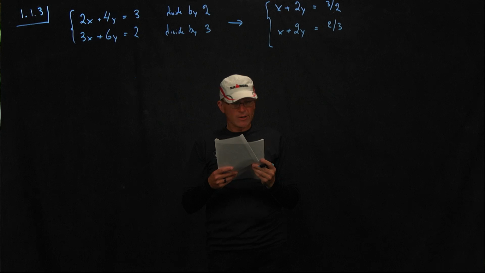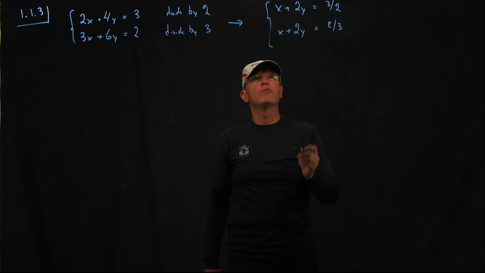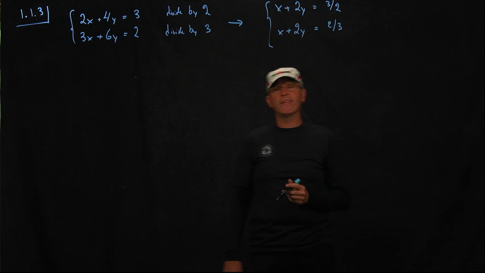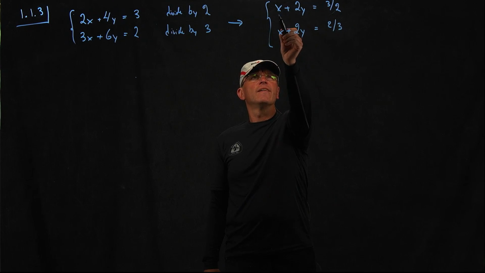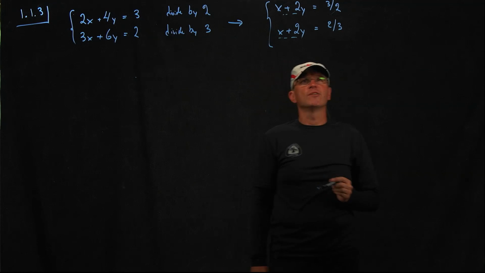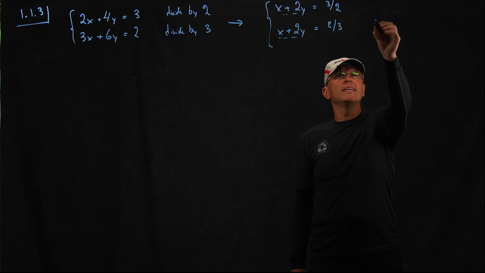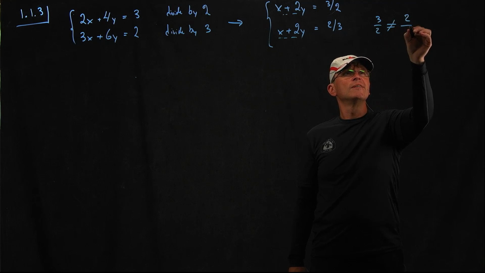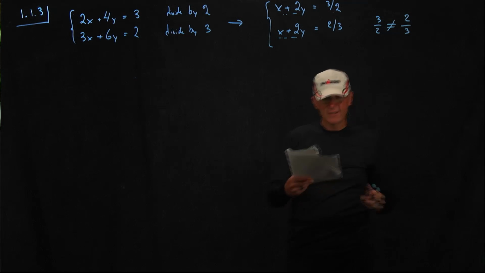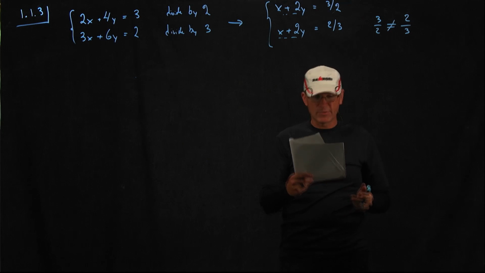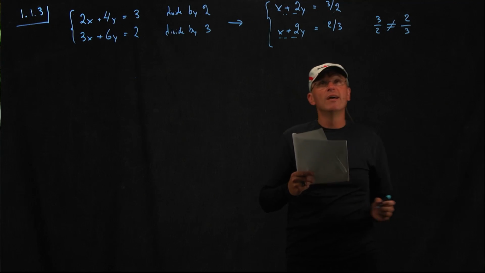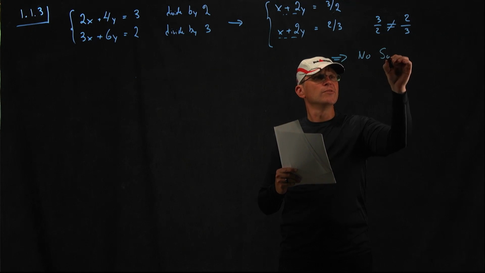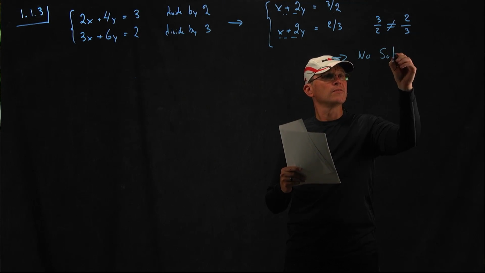Which is kind of weird. Because if we have some values for x and y, then x plus 2y takes some value, and that value better be the same in both of these equations. So in this case, since 3/2 is not equal to 2/3, it's been a long summer, but hopefully we realize that that's not the same. It means that we have no solutions. No solutions.